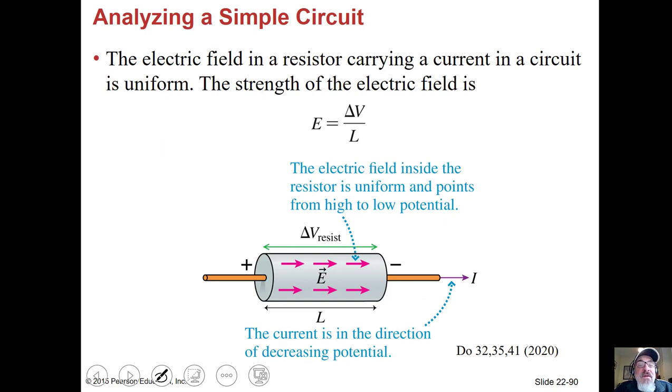Okay, so this is kind of the connection between what we've done before with electric fields and voltage and what we're doing now. The electric field in a resistor carrying a current is uniform, so it's a constant electric field. The strength, we saw this before in the previous chapter. The electric field is delta V over L. Did homework questions on it, that sort of thing.